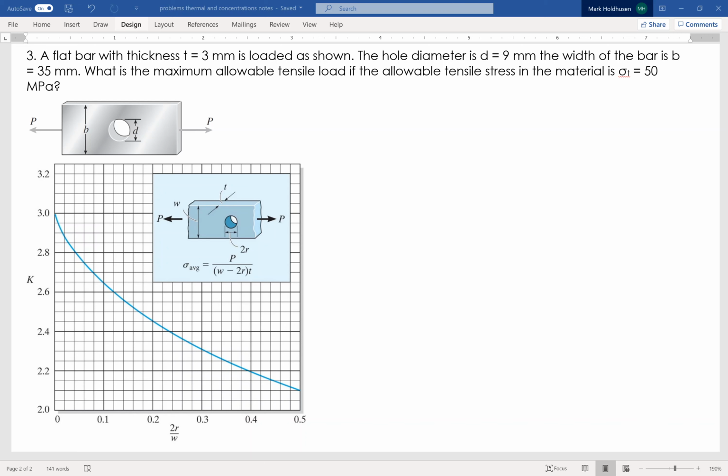Okay, so I got a flat bar. It is a thickness of 3 millimeters. It's got a hole drilled in it. Okay, width of the bar is 35 millimeters. And I want to figure out what the maximum load is so this thing doesn't fail.